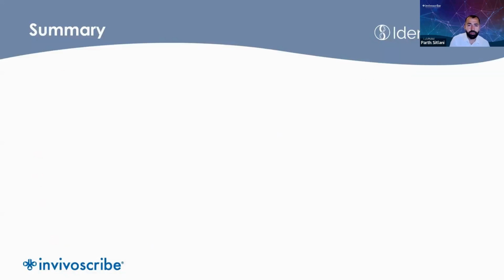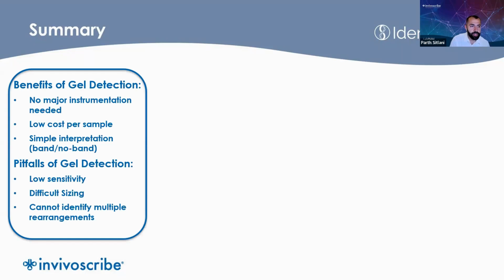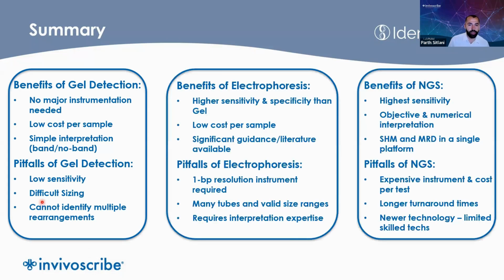So to summarize just this portion of the presentation, we have benefits and pitfalls of gel detection. I will quickly just show all of them together so you can see them at the same time. And the point is that the technology has evolved from gel detection to capillary electrophoresis and now to NGS, but a majority of labs actually are still right here in the electrophoresis phase because it is highly sensitive, but still relatively low cost per sample. So it strikes a good balance to meet that newer technology as compared to gel detection without breaking the bank as far as cost per sample and turnaround times.